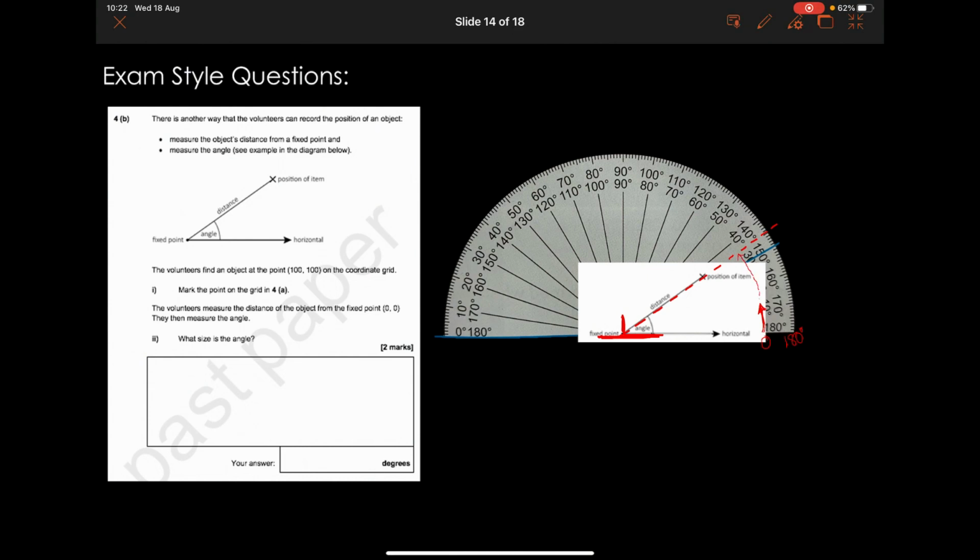Now it looks around about 35 degrees. You wouldn't be penalised if you put 36 degrees either. So you need to make sure you're practicing using your protractor. I know that's not the best way of showing you, but it's the best way that I could do it on this question. So you can then say that your answer here was 36 degrees or 35 degrees.